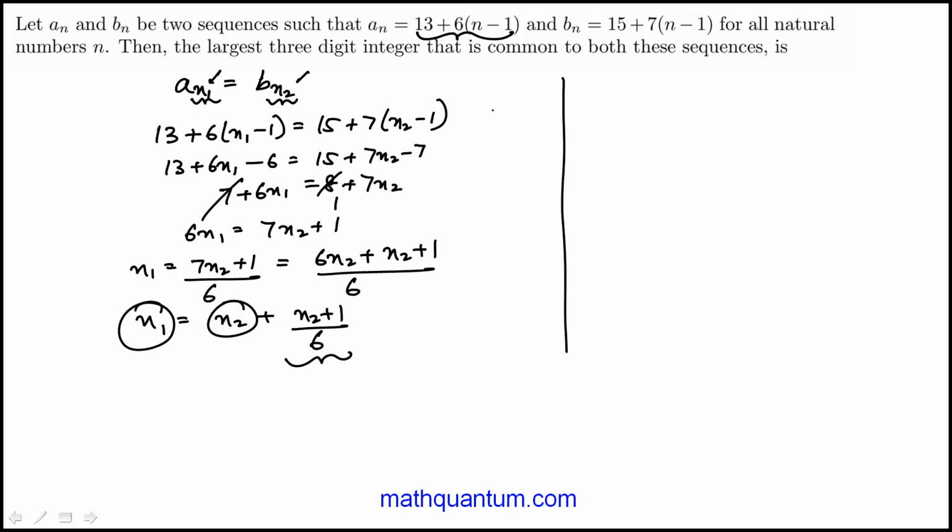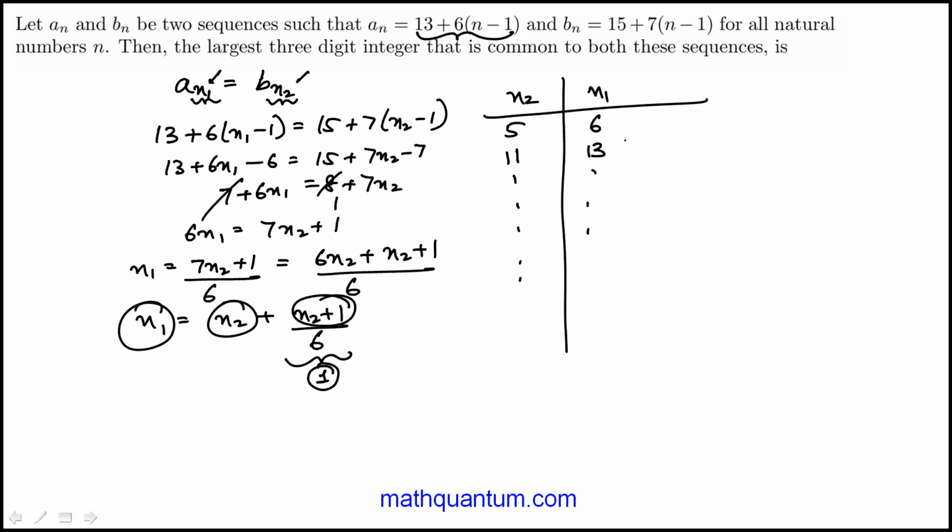So if I make a table here, the least positive value of n2 would be 5, because then this would be 5 plus 1, 6, which is divisible by 6. This whole thing will become 1, and then n1 would be 6. And you can think of different values. For example, n2 next could be 11. So then n1 would be 13, and so on and so forth.